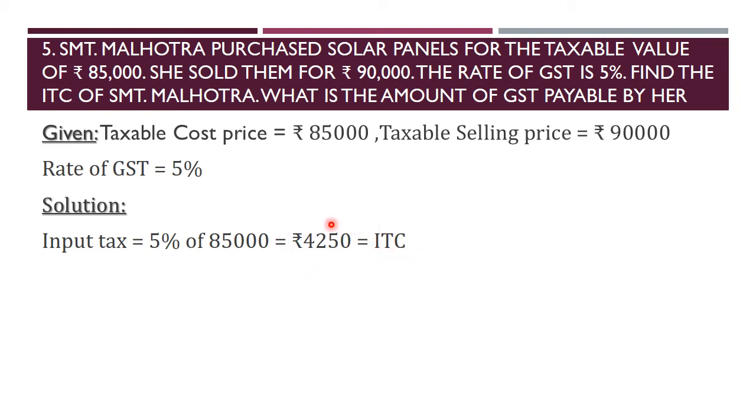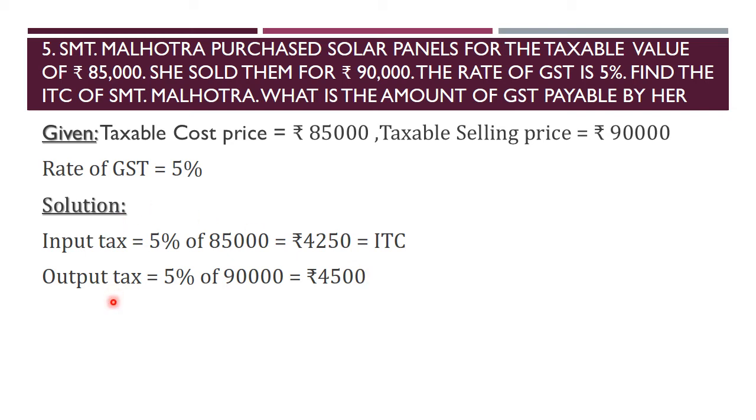So that is rupees 4,250. So that we had to find first. Then we also need to find the amount of GST payable by her. So input tax we got. Next we find the output tax. Output tax means the tax collected by Mrs. Malhotra while selling the product. While selling the product, the price was 90,000. So 5% of 90,000 is rupees 4,500. So while selling, Mrs. Malhotra is collecting 4,500 from the customer as tax.